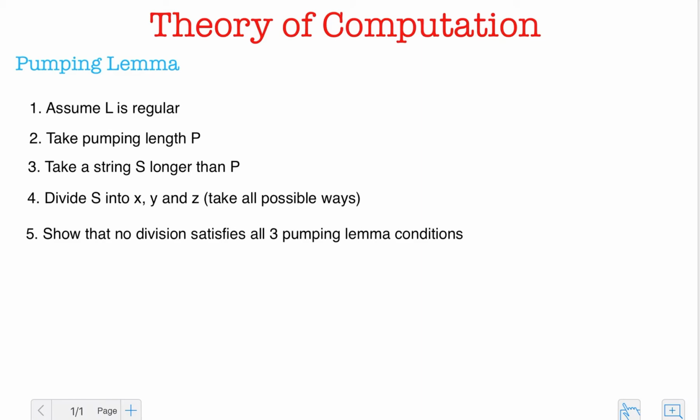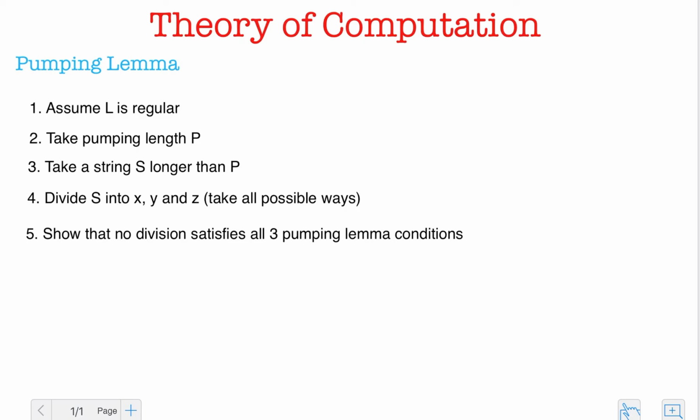So this is the general procedure that I'm going to follow. And at the end, when we say that no division satisfies all three pumping lemma conditions, we can safely conclude that that's a contradiction, because somehow we cannot pump L, or L is not conforming to the pumping lemma, which means that L must not be regular, it cannot be regular. So this is the general procedure that we'll be following, at the end of which we'll get a contradiction.